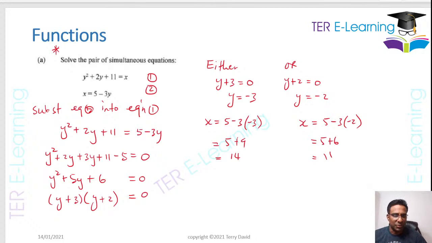So the solutions are x is equal to 14 and y is equal to minus 3. That's one solution. The other solution is x is equal to 11 and y is equal to minus 2. So those are my solutions to this pair of simultaneous equations. You have to be able to do this in the exam.